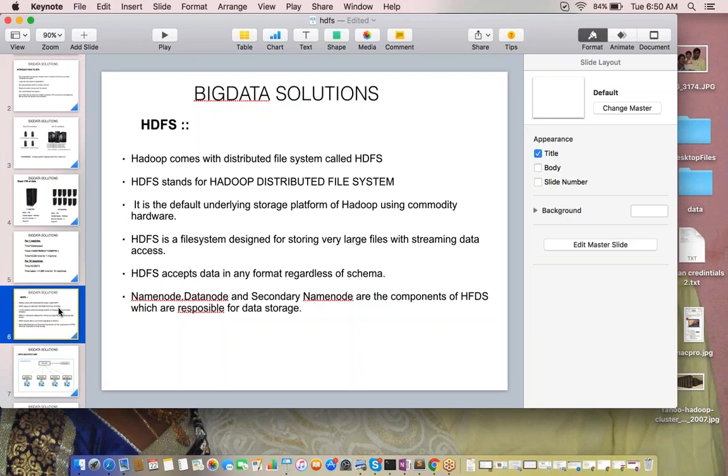HDFS contains mainly three kinds of nodes. The first node is the name node. We call him the master, and the other ones are data nodes. We call them slave nodes. Here, a node is a technical term for a computer. So the name node is the master, and the data nodes are the slaves. And there will be a secondary name node. We'll talk about him in the next slides. It's not actually a backup.